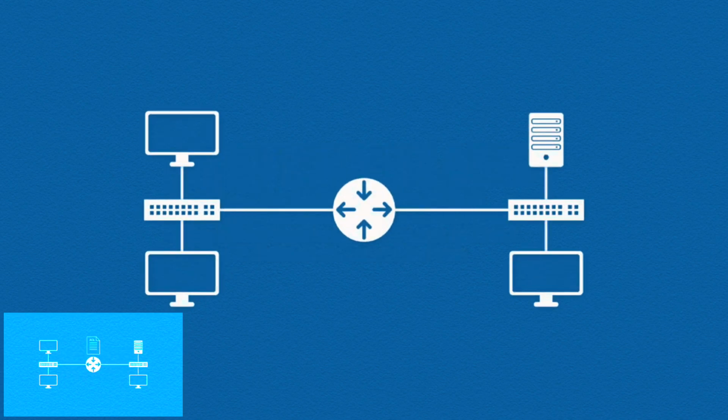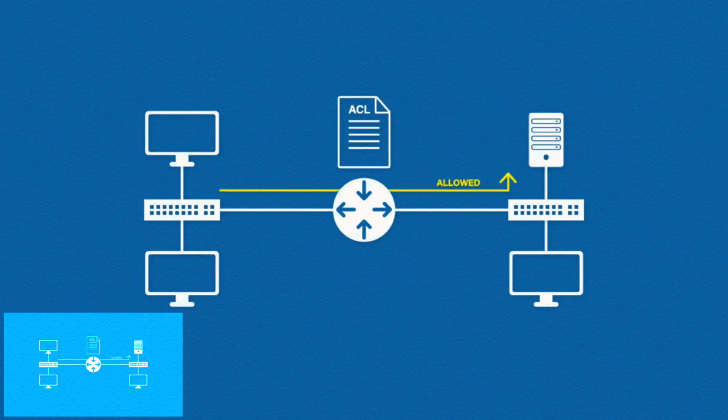Let's take a look at a quick example. This router has an ACL configured. The ACL is configured with rules that tell it which traffic is allowed to pass and which traffic is not. For example, we may want to allow all traffic destined for this server. But at the same time, we may want to block all other traffic to any other host. This is all possible with a very simple access list.